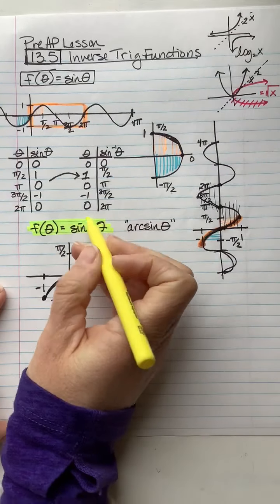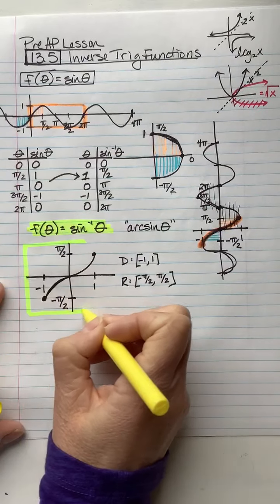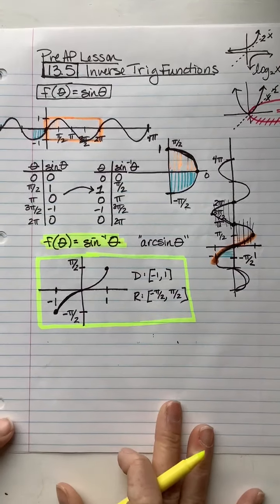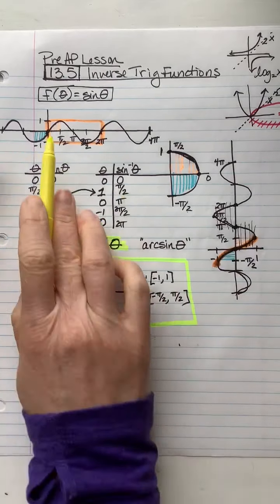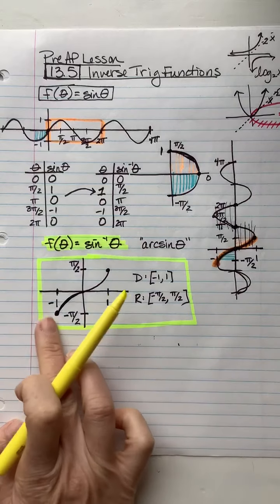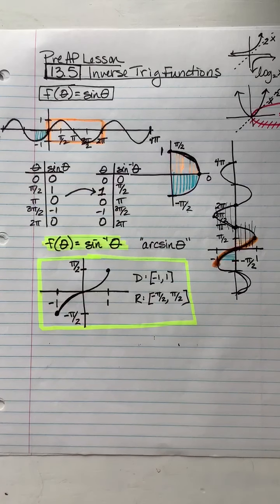Okay, so here's the important pieces. Sticky note it or just highlight it or whatever. But after we went through this whole swapping inputs and outputs, I'm going horizontally, now I'm going vertically. Then we restricted the domain. This is what it all ends up looking like. And there is your inverse sine.